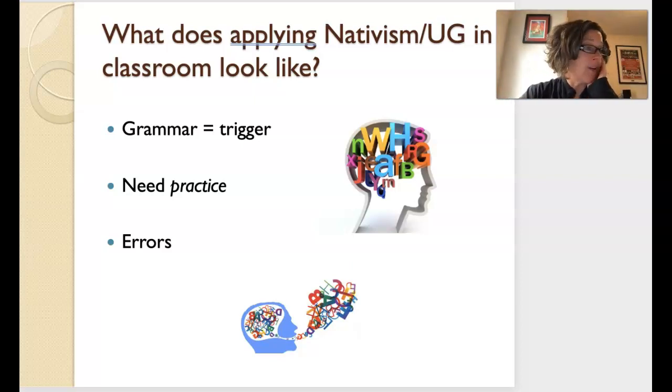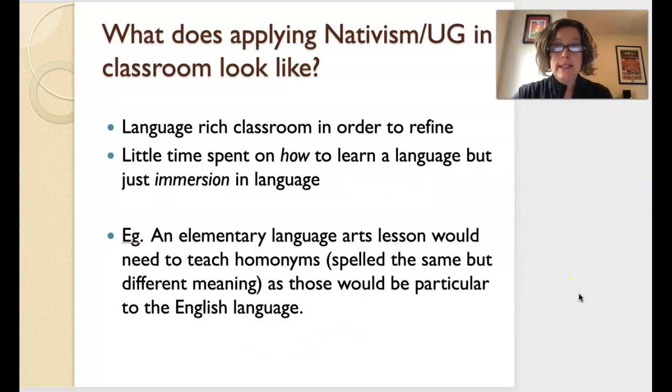I'm just going to read this. Error analysis and correction is appropriate as child has innate ability but still needs help with the specifics of language grammar. So that's where a nativist would say this is what is important for the child to learn language. And if you are a believer in the nativist theory, then this is how you would support language acquisition in the classroom. Okay. So what does applying it look like in the classroom?